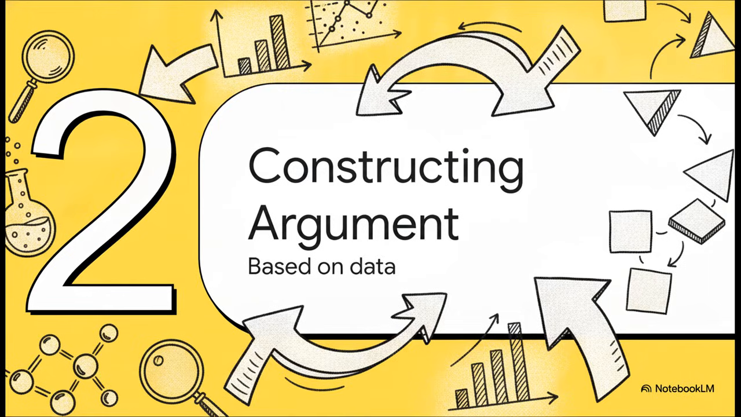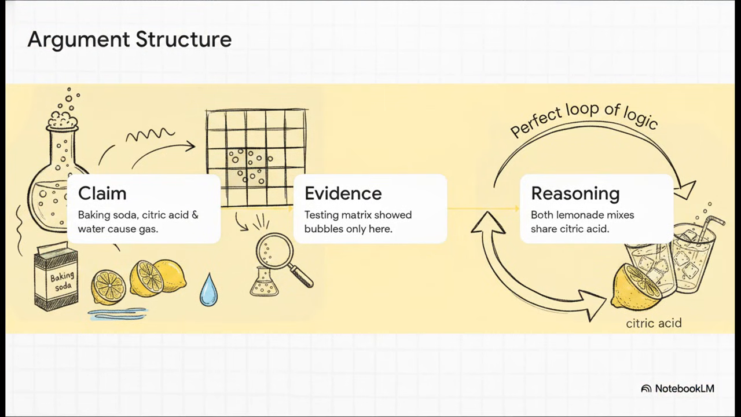Section 2. Constructing the argument. Now that we've isolated our culprits, it's time to build a rock-solid scientific argument based on the patterns in our data. We start with our claim. Only the combination of baking soda, citric acid, and water causes the gas. Next, our evidence. Our testing matrix showed bubbles exclusively in these specific combinations and nowhere else. Finally, the reasoning. We know the lemonade mixes worked because they both share citric acid as a key substance. It's a perfect loop of logic. We've successfully determined exactly what causes the effect.